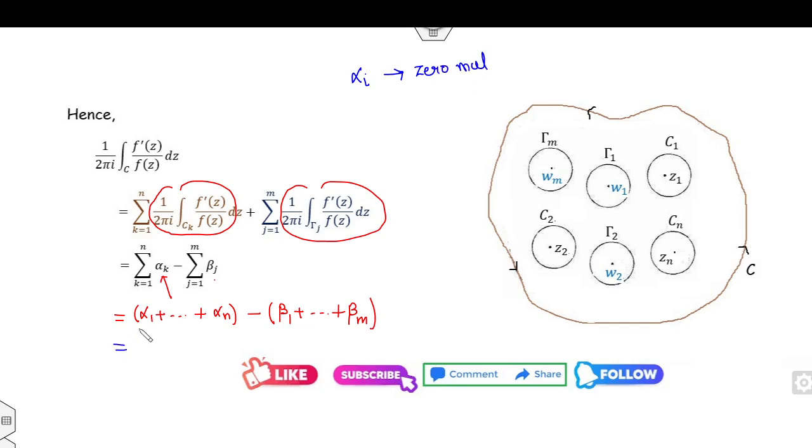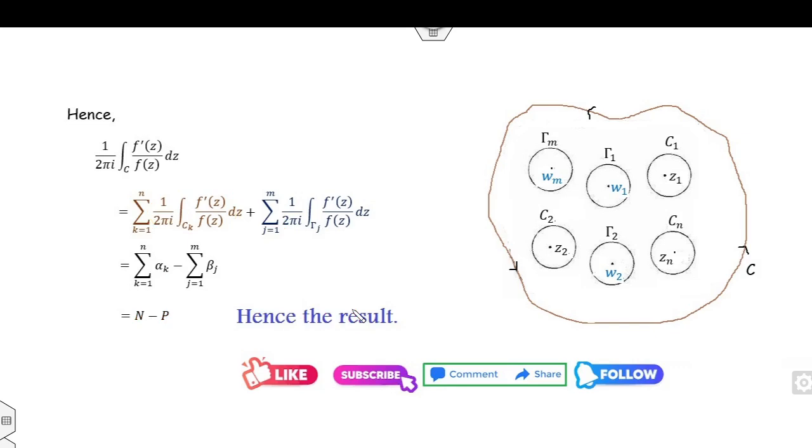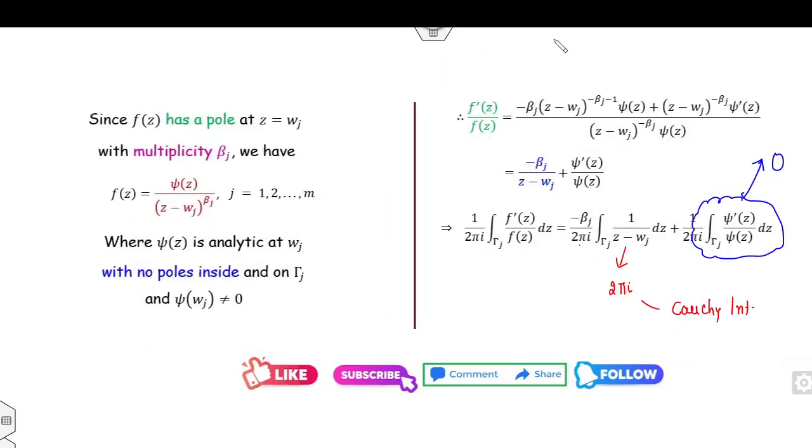That means the sum of the zeros. So I can say n is the number of the zeros, where p is the number of the poles. These are my poles of multiplicity. So I can say n minus p is the required proof of the result. And you can see it's a very simple proof. You just need to evaluate the derivatives and then the integrations.